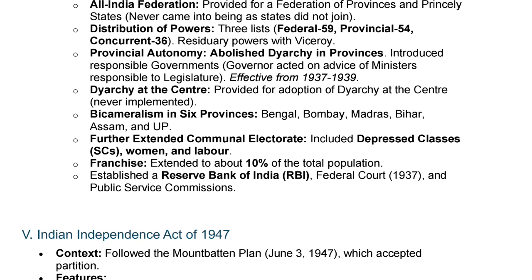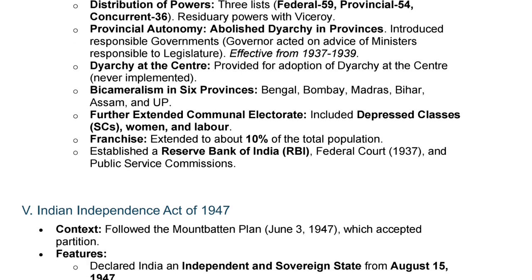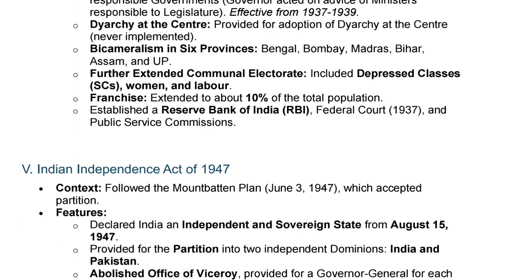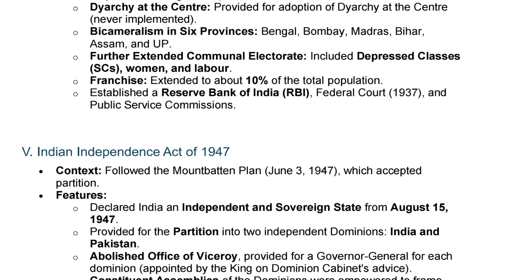Residuary powers with viceroy. Provincial autonomy, abolished diarchy in provinces. Introduced responsible governments, governor acted on advice of ministers responsible to legislature. Effective from 1937 to 1939. Diarchy at the center, provided for adoption of diarchy at the center, never implemented.